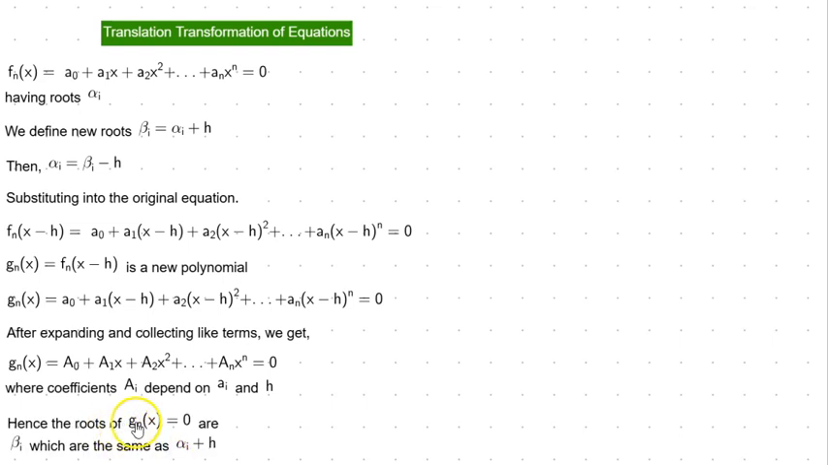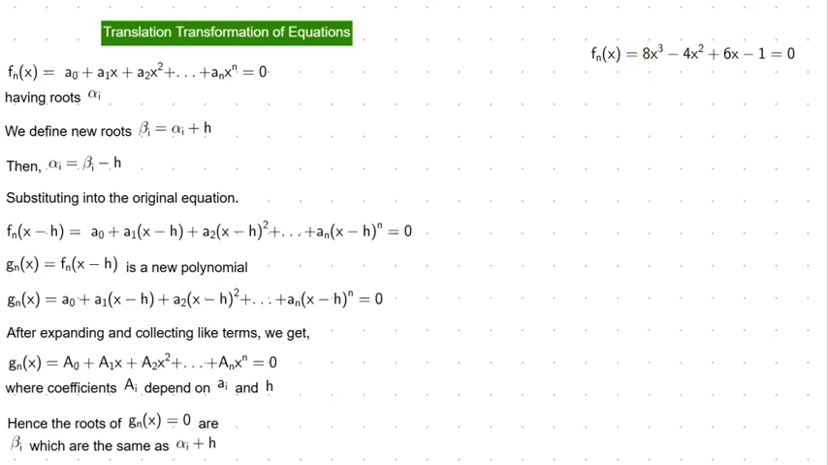Hence the roots of g sub n of x equal to 0 are beta sub i, which are the same as alpha sub i plus h. We have arrived at the transformed equation. Now, from a purely abstract point of view, it still doesn't hit us. So let's look at an example.